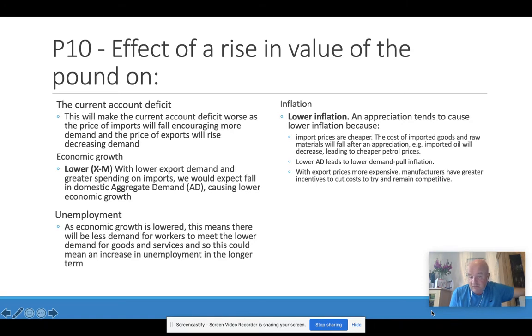Okay, we're going to have lower levels of aggregate demand based on what we talked about, and that's probably going to lead to lower demand-pull inflation, and obviously as exports are more expensive, manufacturers have greater incentives to try and cut costs and to remain competitive. Okay, so each one of those macroeconomic objectives is going to be somewhat affected by a change in the value of the pound, in this case a rise in the value of the pound. So quite a few implications for a change in the value of the currency and the effect that it might have on the current account deficit, economic growth, unemployment and inflation.